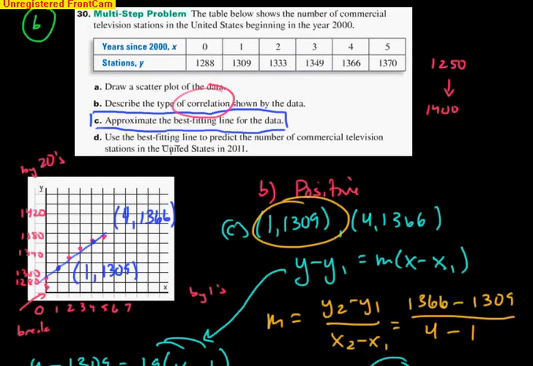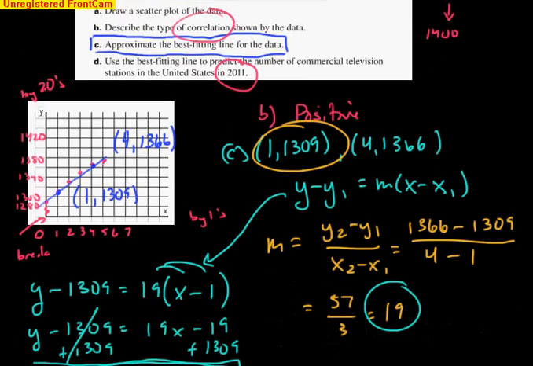Use the best fitting line to predict the number of commercial television stations in the United States in 2011. Well, look at this number, 2011. I'm going to use red. There's no 2011 up in my chart. There's the year 2000 here, but look what it says: x is years since 2000. So notice this is 0, 1, 2, 3. That's 2000, 2001, 2002, 2003, 2004, 2005. So what they're doing is taking this number and taking away 2000 to see what the x value is.